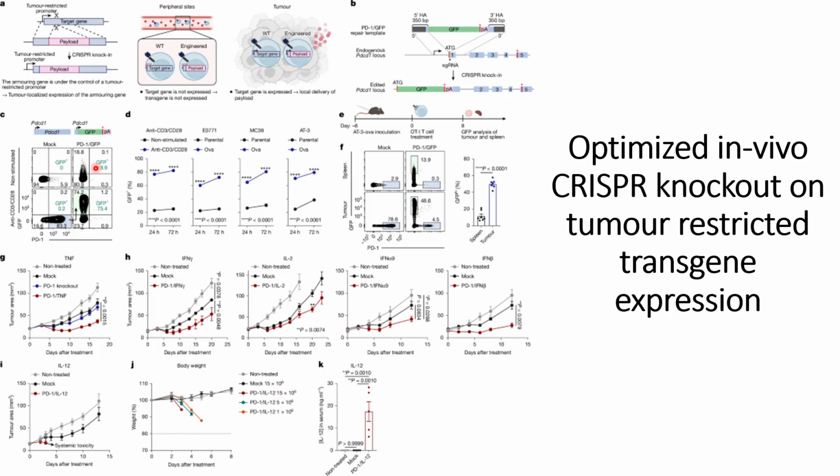In this case, they checked PDCD1, but they also found one problem: it will cause systemic toxicities. We will discuss in subsequent videos how they tackle these problems and what approaches they used to optimize their in vivo CRISPR knockout that is specific to tumor restricted transgene expression.